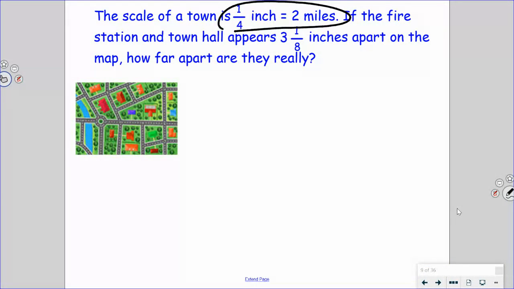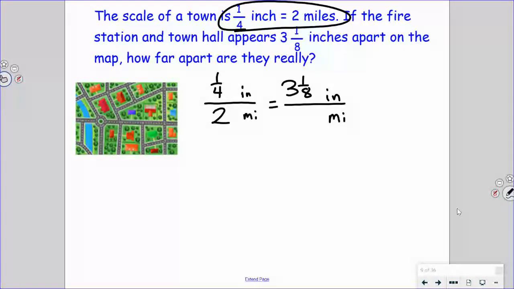Here we go again. In this case, scale factor is given. We're comparing inches to miles. So the first thing we do is set up our ratio. In this case, 1/4 of an inch is the same as 2 miles in the town. Fire station and town hall are about 3 1/8 inches apart. Question is, how far are they really apart?